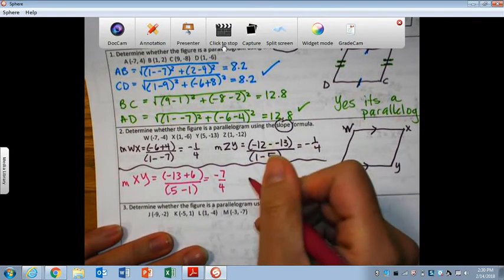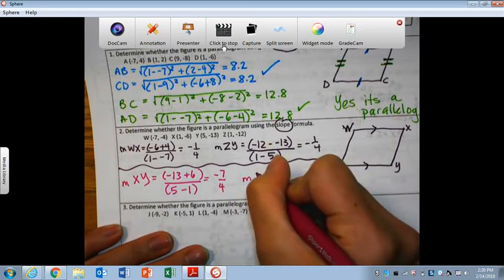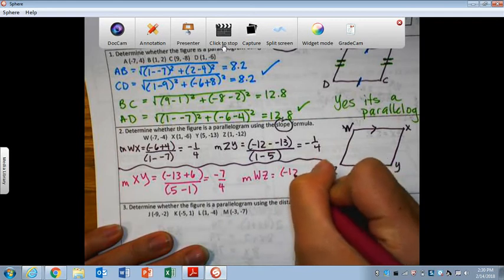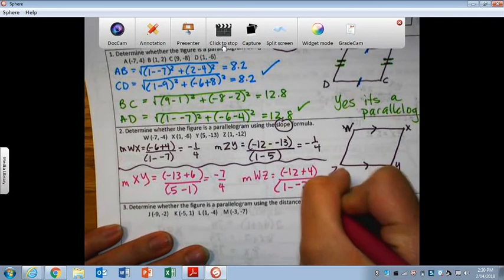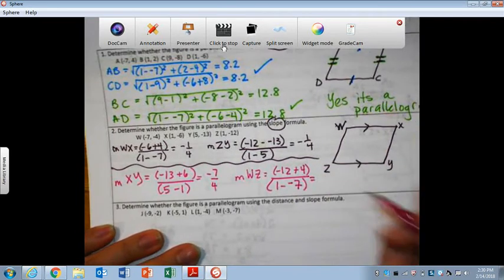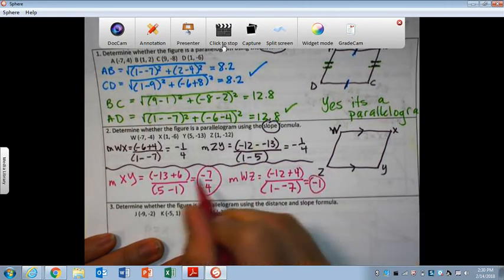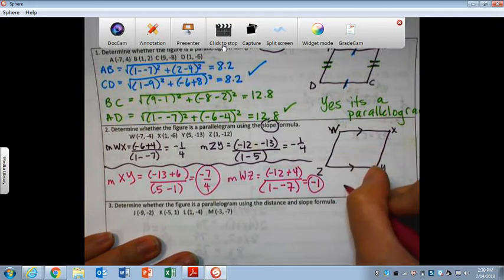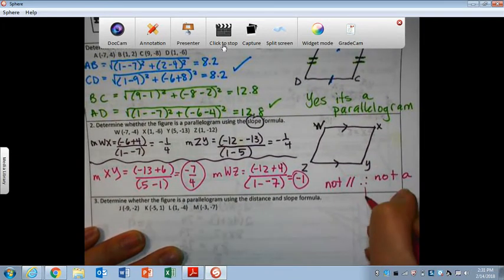Now let's compare that to the slope of WZ. So that's going to be negative 12 plus 4 over 1 minus negative 7. That's going to give you negative 1. These two are not the same, so they are not parallel. So we say that not parallel, therefore not a parallelogram.